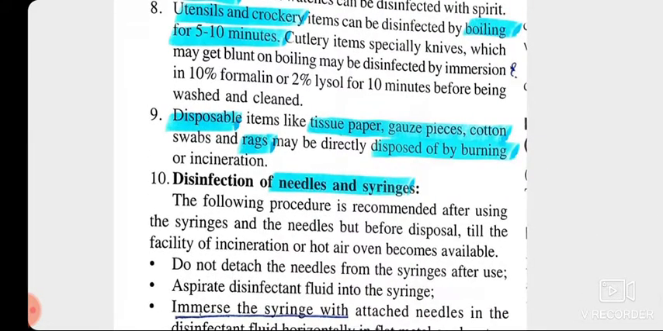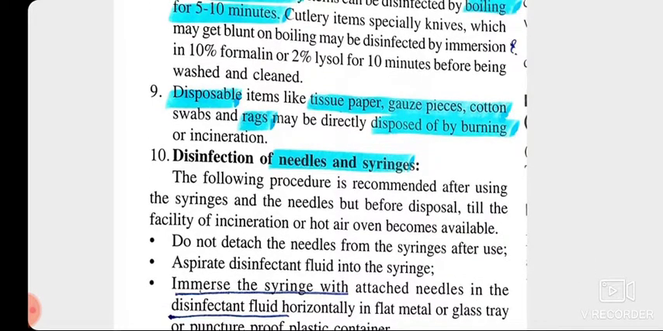Disposable items like tissue paper, gauze pieces, cotton swabs and rags may be directly disposed of by burning or incineration, as we have seen in solid waste disposal. So these items which cannot be reused should be disposed of by directly burning.